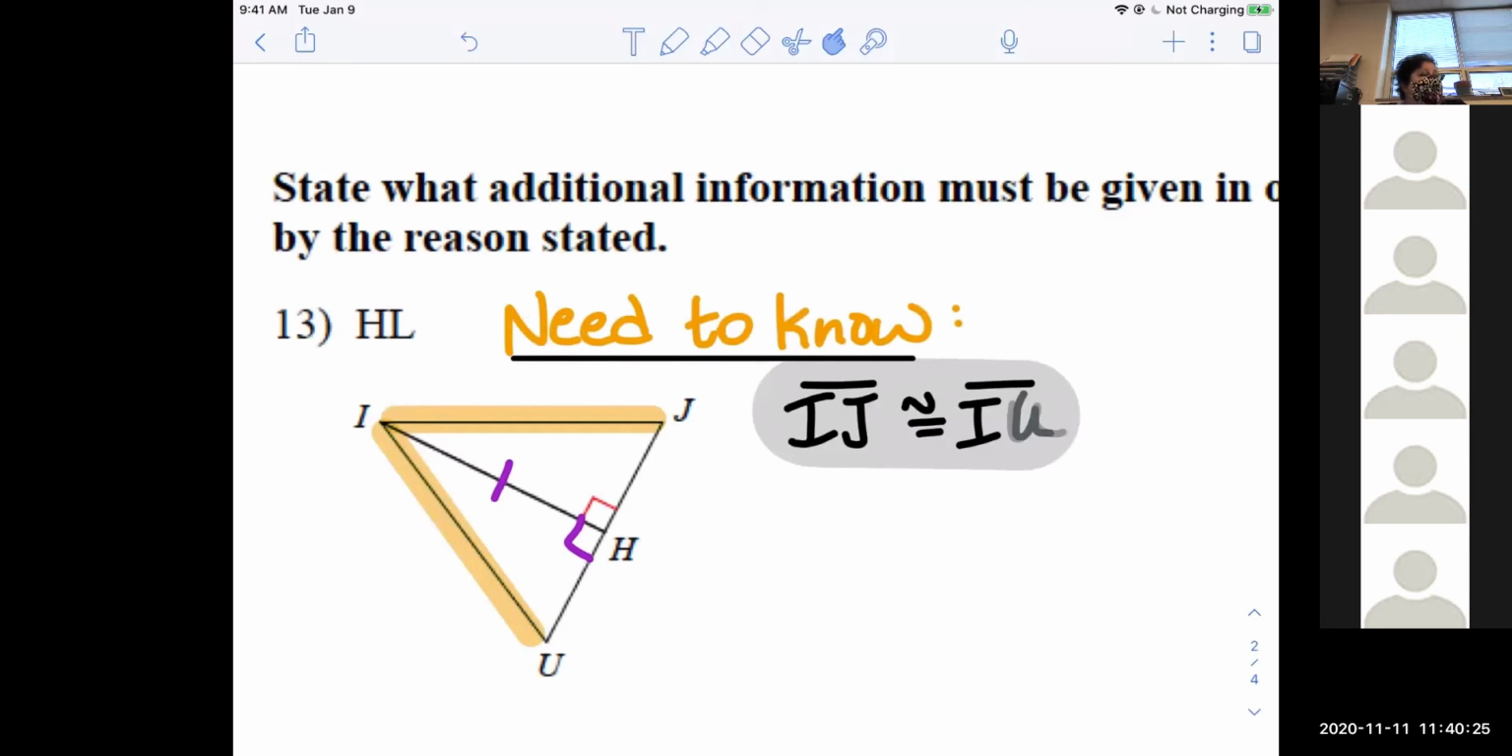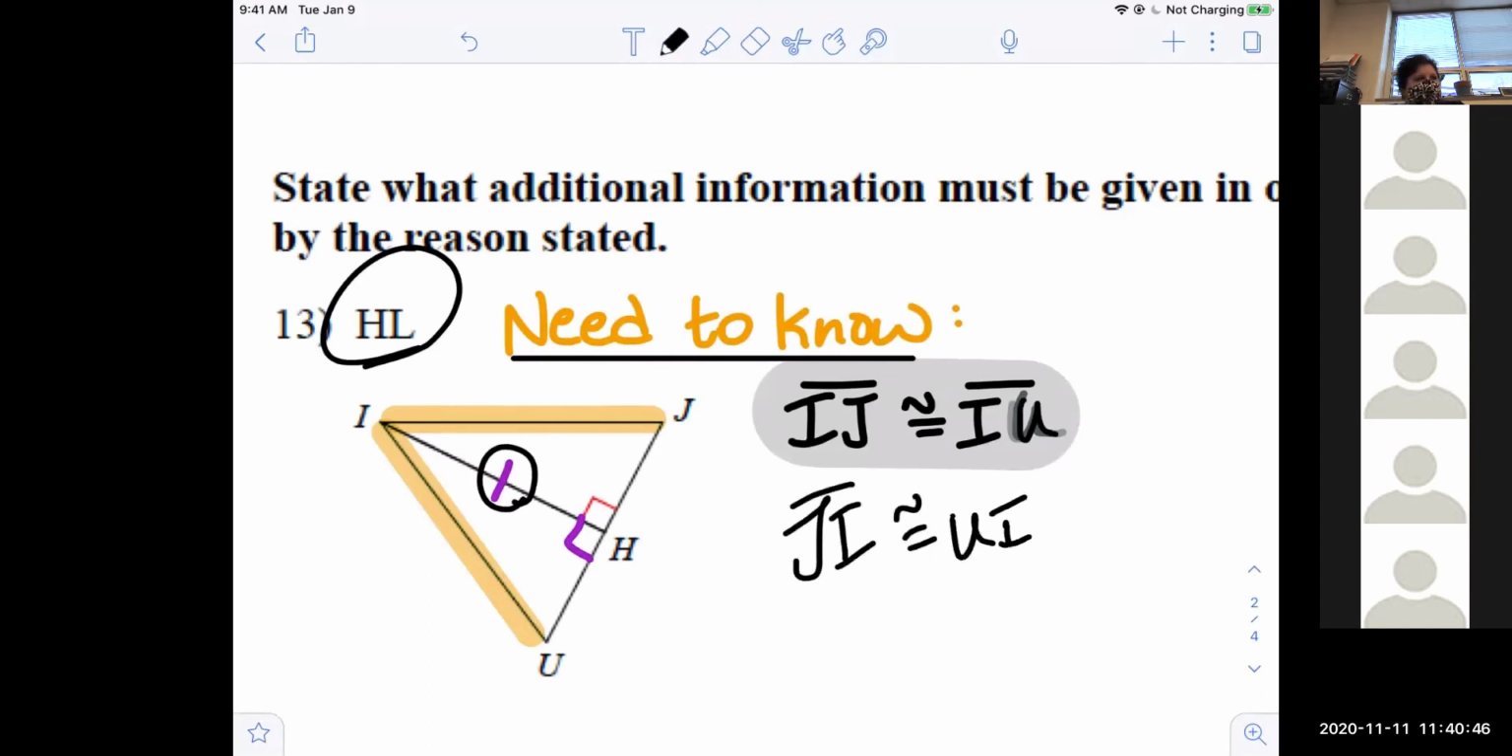What you would need to be given would be that the hypotenuses are congruent, right? So for HL, you already have the pair of legs. You already have that it's a right triangle. What you don't have are the hypotenuses. So you would need to know that those two segments are congruent. Pay attention to the order. You might have JI as long as you have UI. J to I is going to match with U to I.